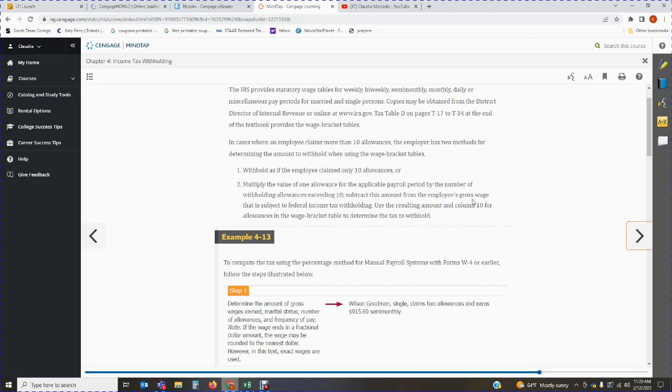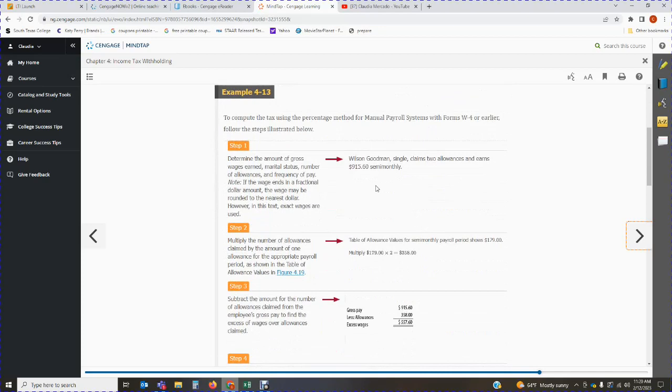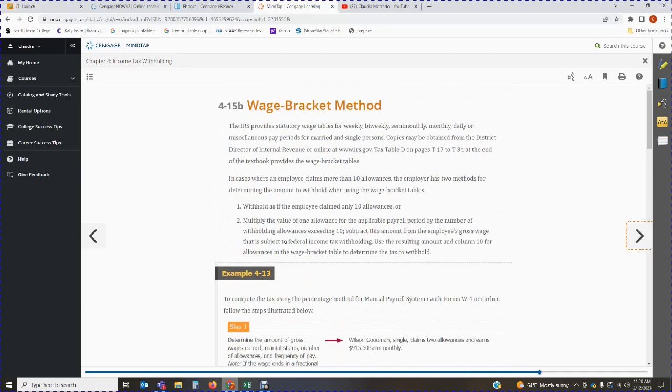You subtract this amount from the employee's gross wage that is subject to federal income tax withholding, and we use the resulting amount and column 10 from the allowances in the wage bracket table to determine the tax to be withheld. Now we're going to follow these 4 steps to use this method of calculation. Do not get confused. This is only for W-4s that are from 2019 and earlier.